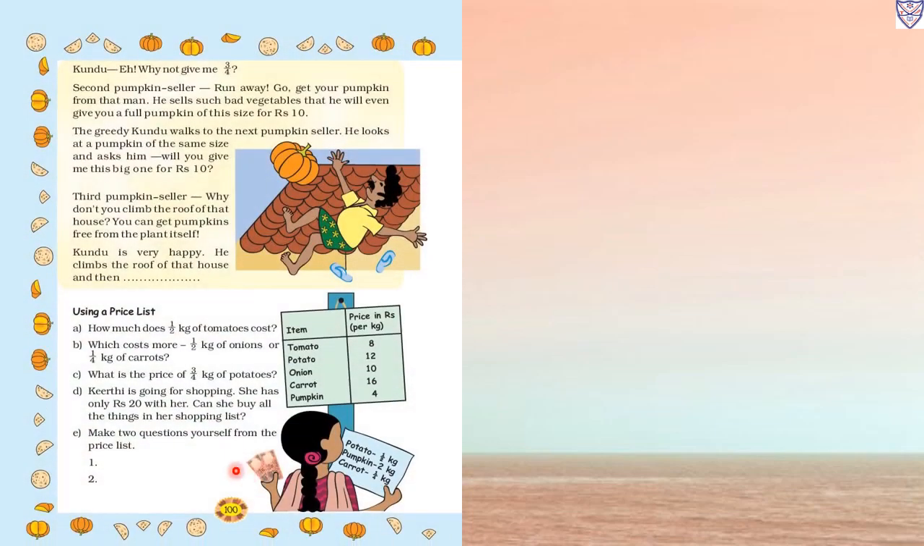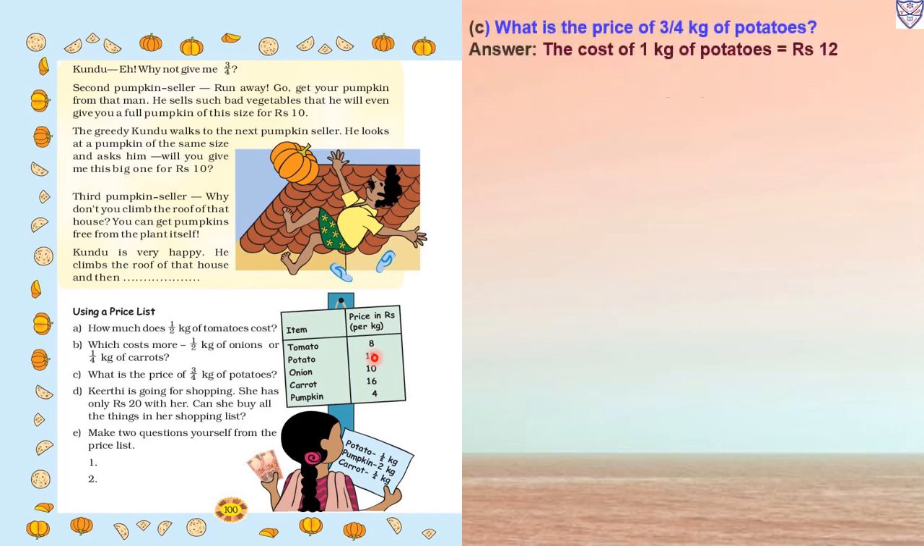Now see, what is the price of 3/4 kg of potatoes? Potatoes cost rupees 12 per kg. So we have to find out the price of 3/4 kg of potatoes. The cost of 1 kg of potatoes equals rupees 12, so the cost of 3/4 kg of potatoes equals rupees 12 multiplied by 3 upon 4.